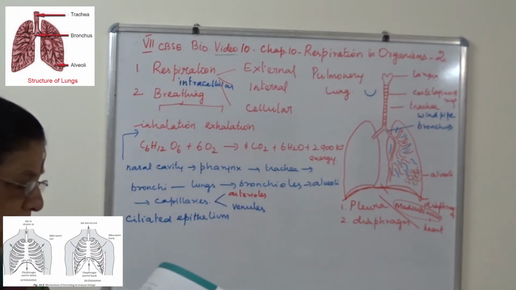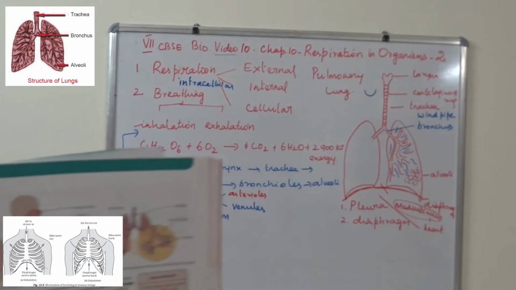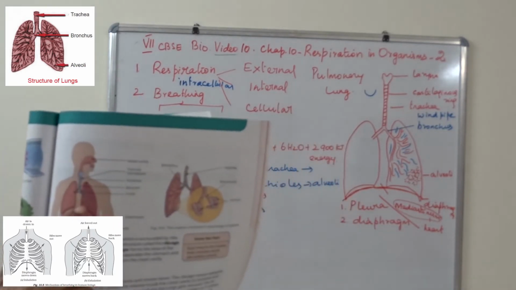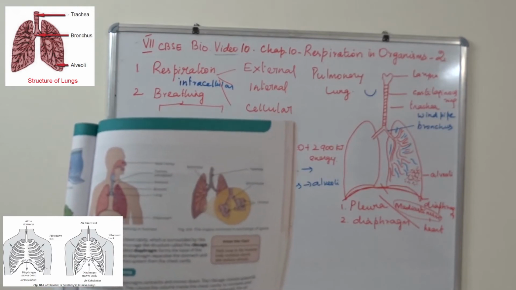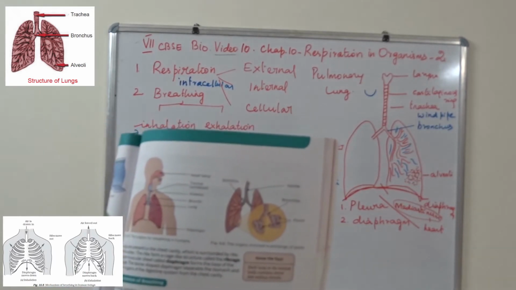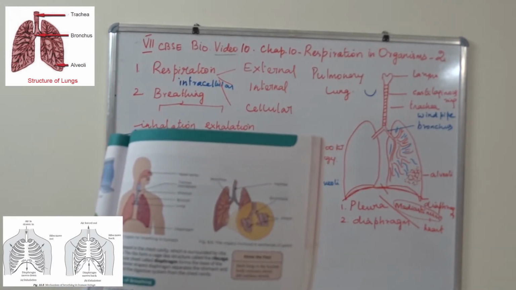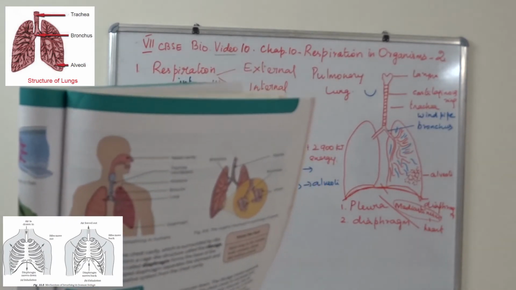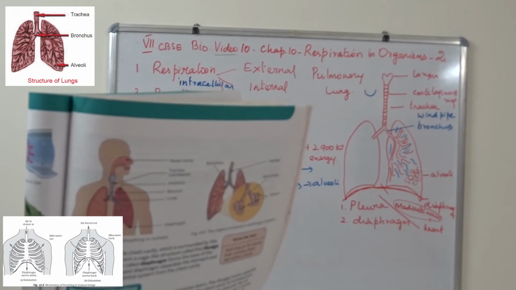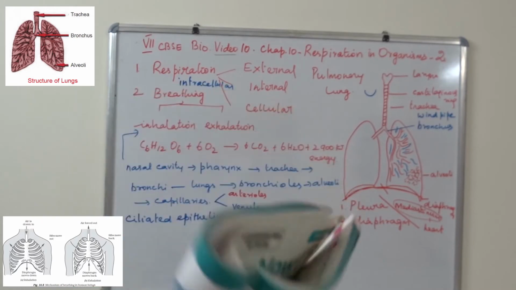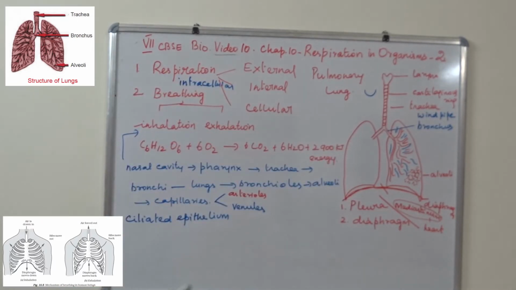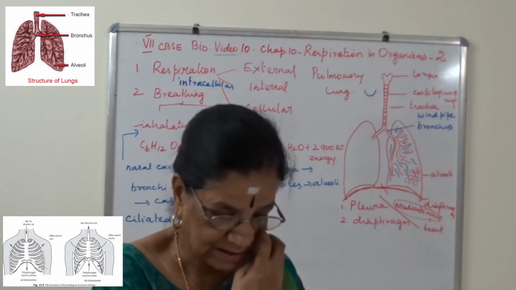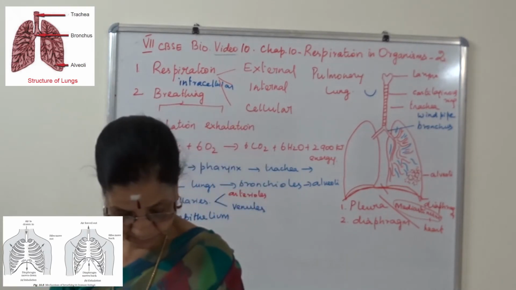Then see here, this lungs diagram, clear? Nasal cavity, trachea or windpipe, alveolus, bronchi, lungs and diaphragm. I hope you follow this. So this is the initial stage.